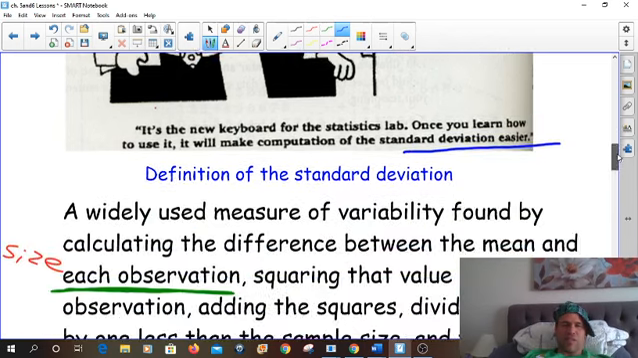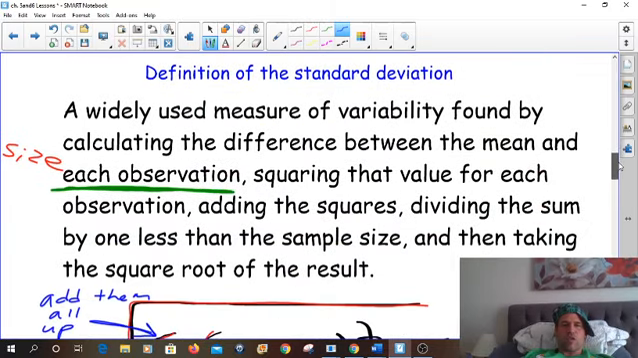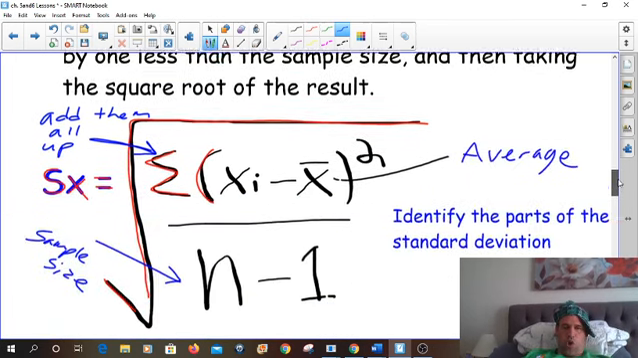It's not that bad. Okay, so here's the definition. Why we use it: to measure variability. It's found by calculating the difference between the mean and each observation, squaring the value for each observation, adding the squares, dividing the sum by one less than the sample size, and taking the square root of the whole thing.